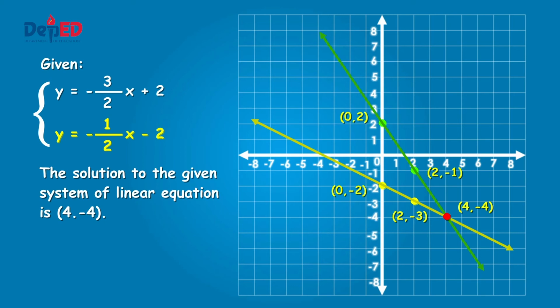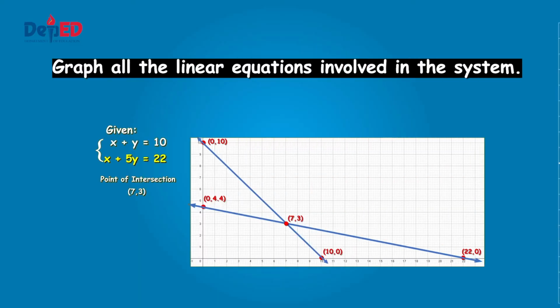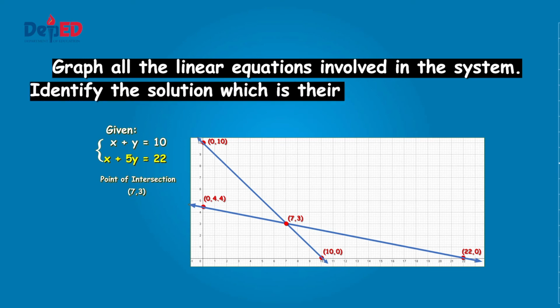That has been a lot of linear equations that we graphed for today. As you practice, in time, you would feel that graphing systems of linear equations is actually easy to do. From today's lesson, we were able to solve systems of linear equations graphically. We simply graph all the linear equations involved in the system using one rectangular coordinate system or Cartesian plane. Then finally identify the solution, which is their point of intersection.